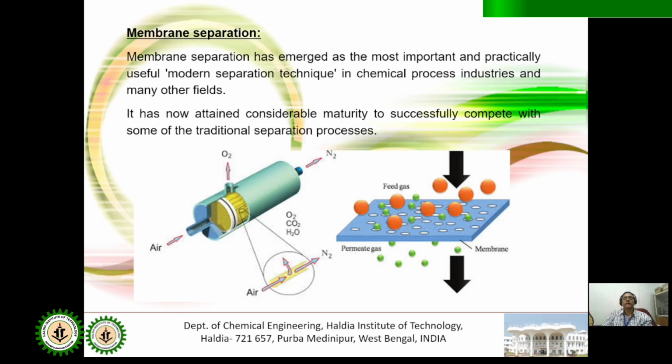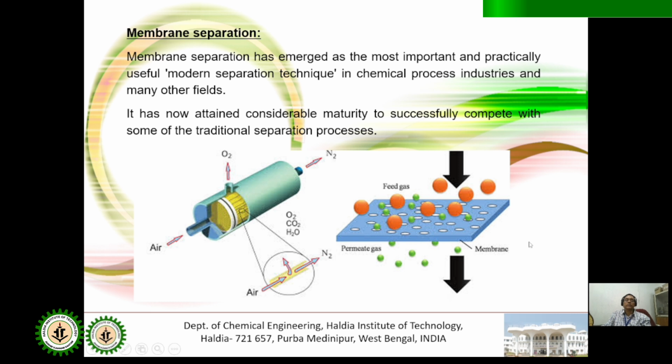Okay. Now we discuss the membrane separation process. It is the most important practically used modern separation technique in chemical process industries. It is also being used in many other areas. It has now attained considerable maturity to successfully compete with some of the traditional separation processes.